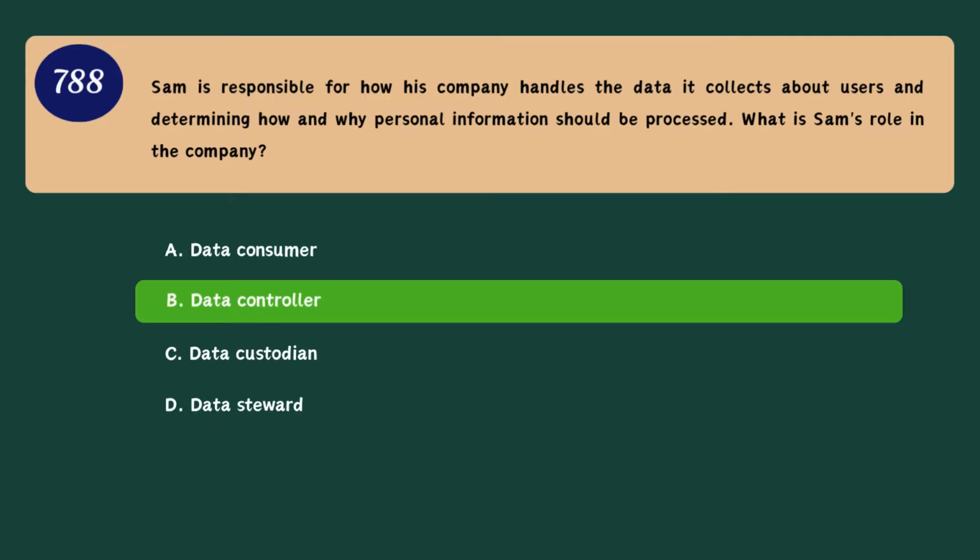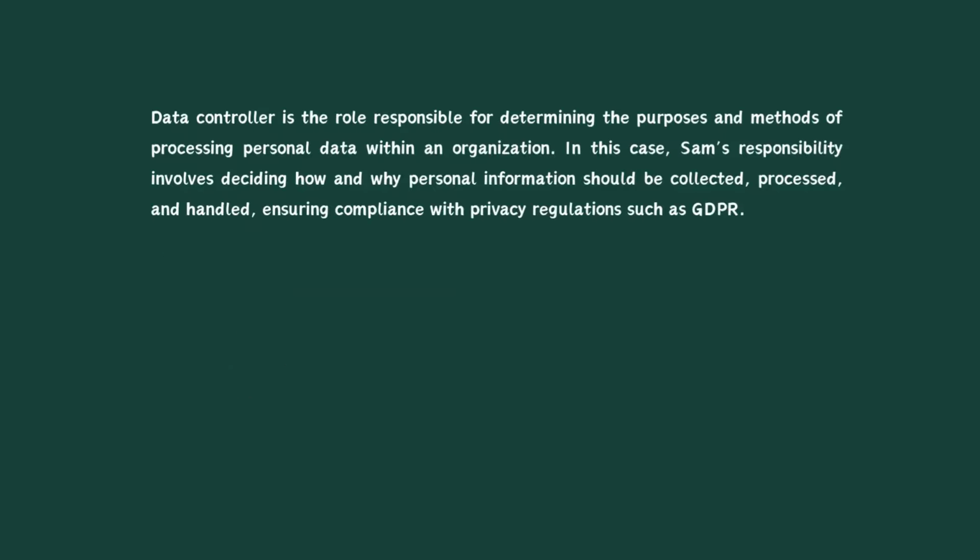Correct answer. B. Data controller. Data controller is the role responsible for determining the purposes and methods of processing personal data within an organization. In this case, Sam's responsibility involves deciding how and why personal information should be collected, processed, and handled, ensuring compliance with privacy regulations such as GDPR.